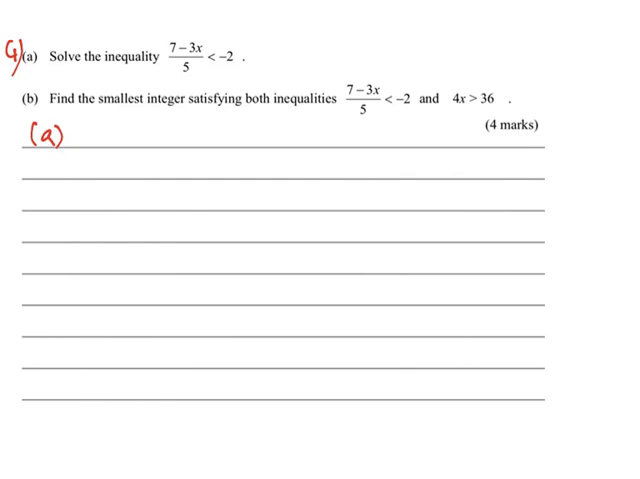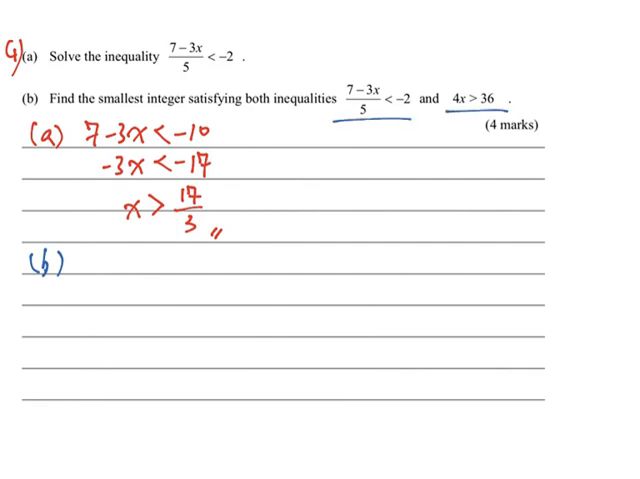From A, we times the denominator, so 7 minus 3x negative 10. Then negative 3x is less than negative 17. We'll divide by negative 3, so the direction change for the inequality. It becomes 17 over 3. Next, for part B, we need to consider both inequality. For this case is n case, and then find the smallest integer. So for this part, actually is a. So that means we need to do this.